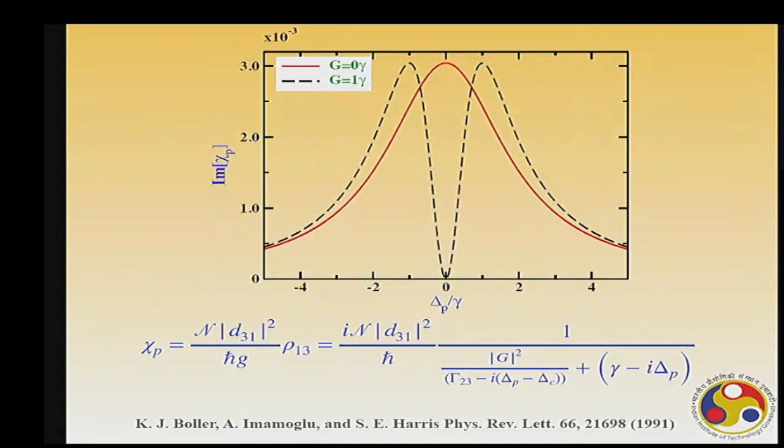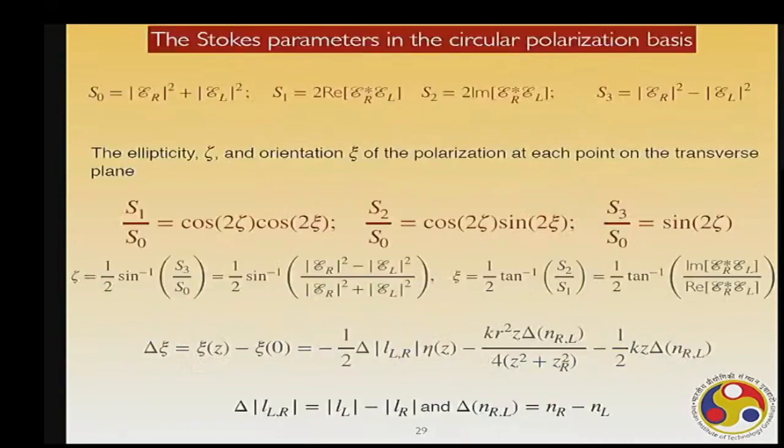So now, since we are going to talk about the vector beam and how the vector beam can be manipulated inside the vapor, and also how one can control the polarization of the vector beam with the help of the external control field, we need to introduce the Stokes parameters, because the polarization state can be defined by the Stokes parameters. Here we have introduced two quantities: one is the ellipticity and another is the orientation.